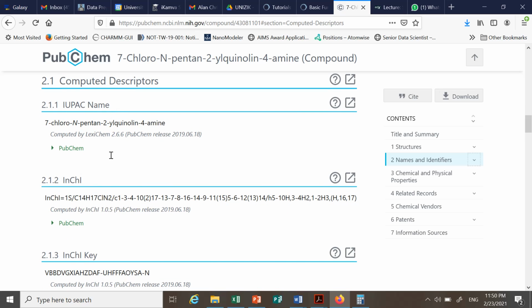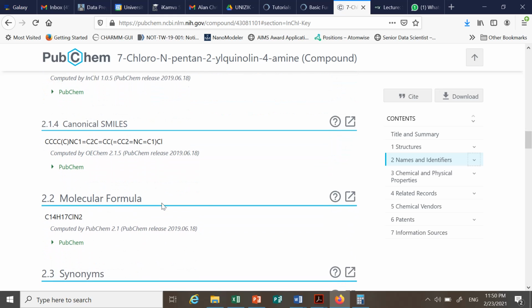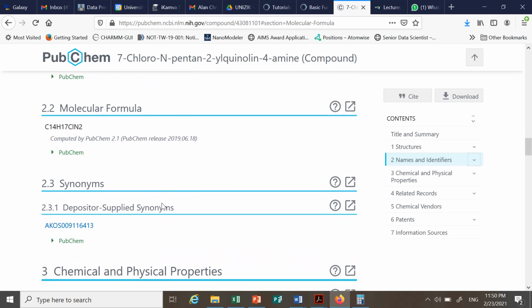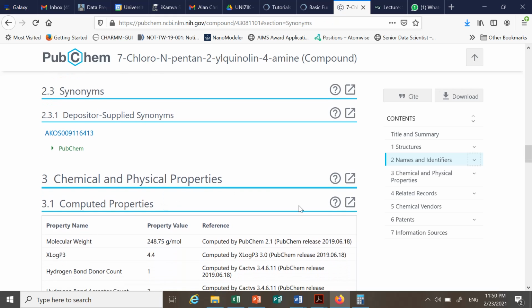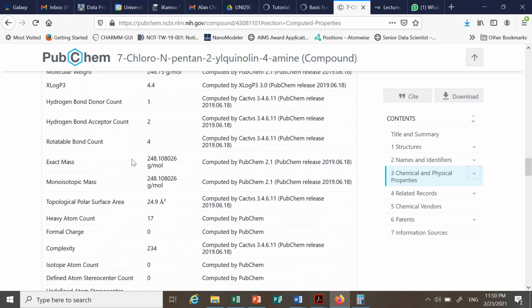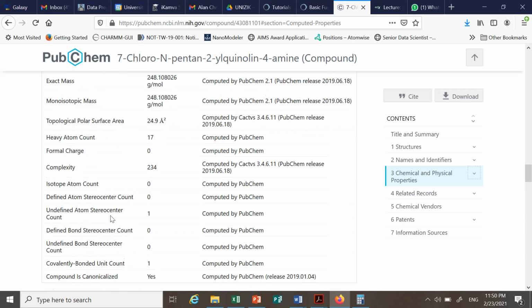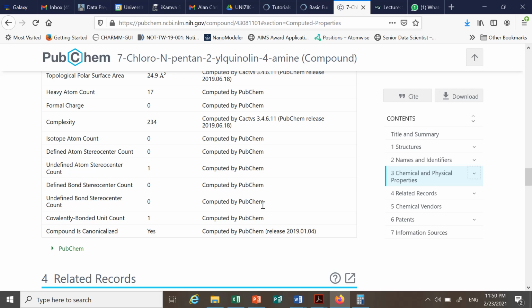it gives the IUPAC name, the InChI and the InChIKey, canonical SMILES, molecular formula, synonyms, chemical and physical properties, and computed properties. Some of these properties were actually predicted from computer simulation: hydrogen bond donor, hydrogen bond acceptor, molecular weight, log P, topological polar surface area, and the rest of them. And then some related records concerning this compound.